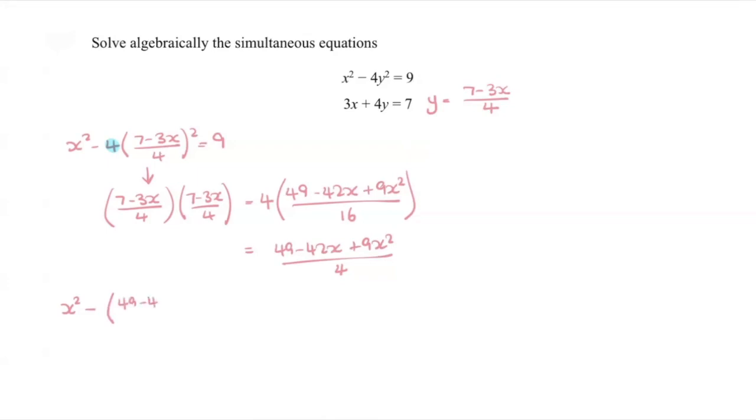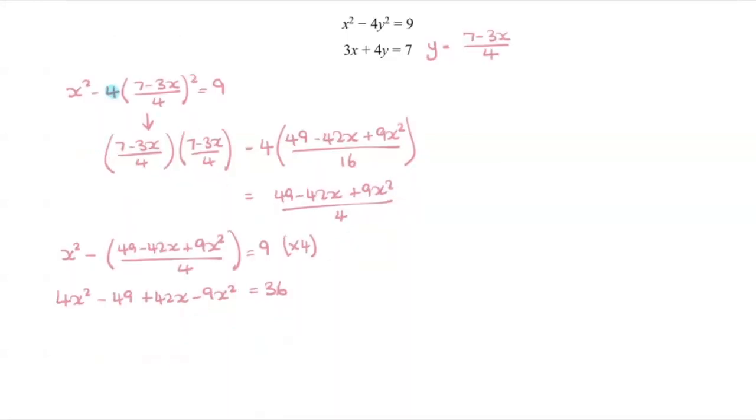So what have we got now? We've got x squared minus all of our 49 minus 42x plus 9x squared over 4. And that's equaling 9. At this stage, I'm going to times that by 4 because I really want to get rid of that denominator. So I've got 4x squared. At the same time, I'm just expanding that bracket with the negative that's up against it, which is switching all of those signs around. So I've got my minus 42 going to positive 42, etc.